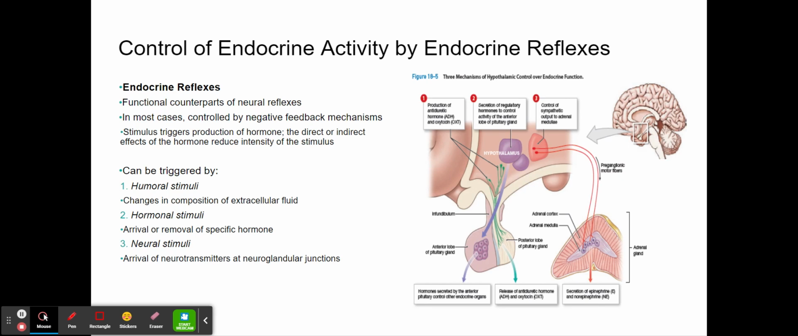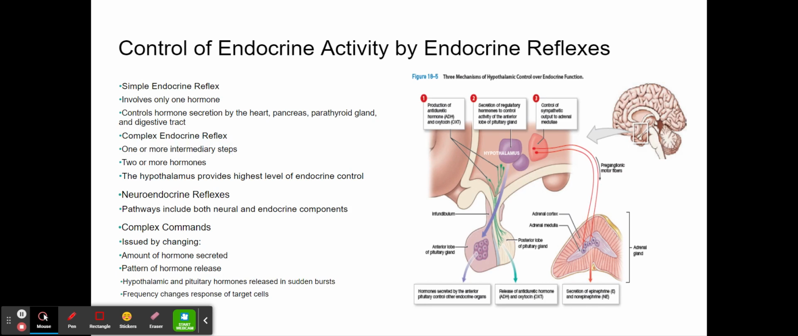In most cases, negative feedback controls endocrine reflexes. A stimulus triggers the production of a hormone, and the direct or indirect effects of the hormone reduce the intensity of the stimulus. A simple endocrine reflex involves only one hormone. The endocrine cell involved responds directly to the change in the composition of the extracellular fluid. The secreted hormone adjusts the activities of target cells and restores homeostasis. Simple endocrine reflexes control hormonal secretion by the heart, pancreas, parathyroid glands, and digestive tract.